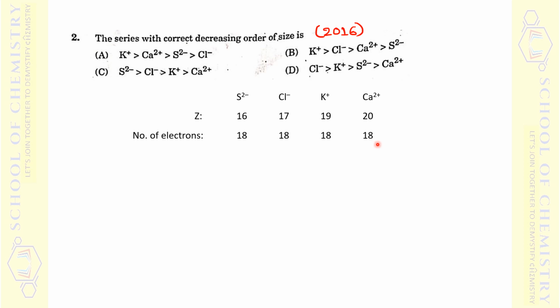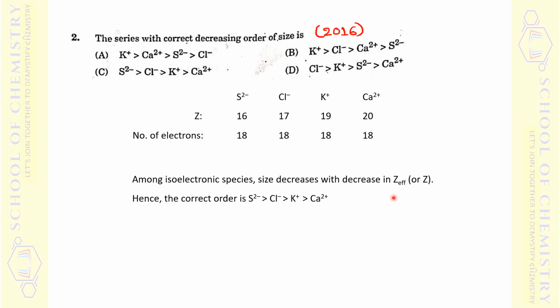In the case of isoelectronic species, the number of electrons being the same, the size mainly depends on the atomic number. Higher the atomic number, smaller will be the size, because more protons are controlling 18 electrons. In this case 20 protons are controlling 18 electrons, whereas here, the same 18 electrons are controlled by just 16 protons, and that's how nuclear control over the electrons will be less here, because of that size will be more here, right?